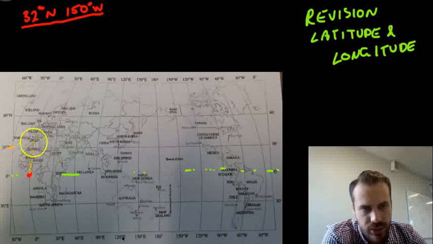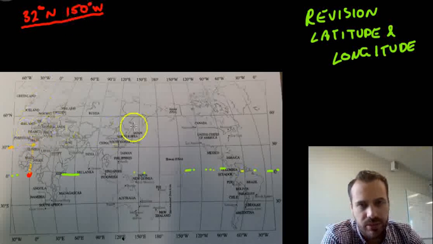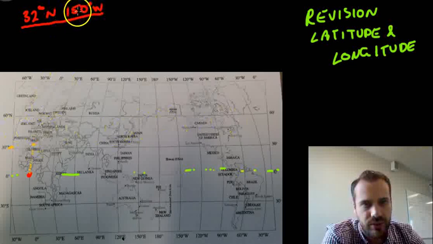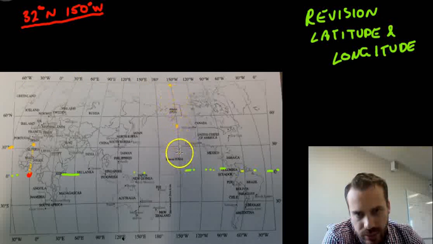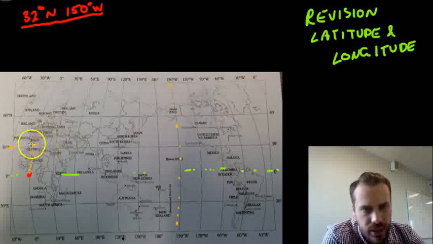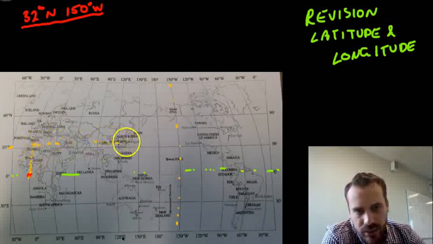There's 30 degrees north, so 32 is just a little higher. Now this is just an approximation, obviously. Now from there, we then need to find 150 degrees west. So we need to move either left or right to get to 150 degrees west. If I look along the top, I can see that there it is. It's along this line somewhere. Okay, so if I start again, 32 degrees north, I move up from here up to 32 degrees north, and then I move across the place until I end up here.